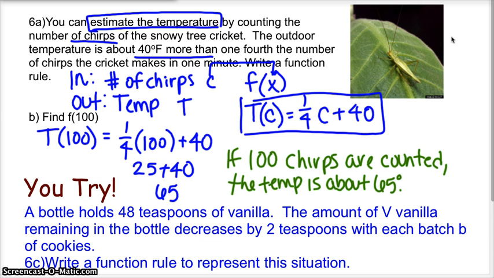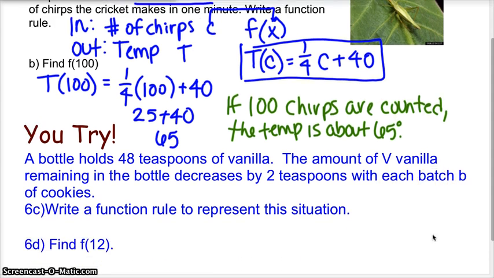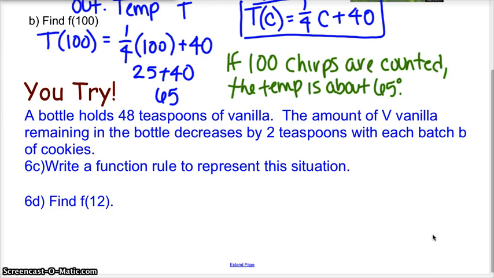There's a problem just below entitled You Try. Although this is not on your note packet, I would like you to find some space at the bottom, which there is quite a bit, and I want you to try it. It says a bottle holds 48 teaspoons of vanilla. The amount V of vanilla remaining in the bottle decreases by 2 teaspoons with each batch B of cookies. I would like you to write a function rule and evaluate for f of 12. Please do so in the space at the bottom of your paper. When you've finished, please press play. So pause the recording, try it, press play again.